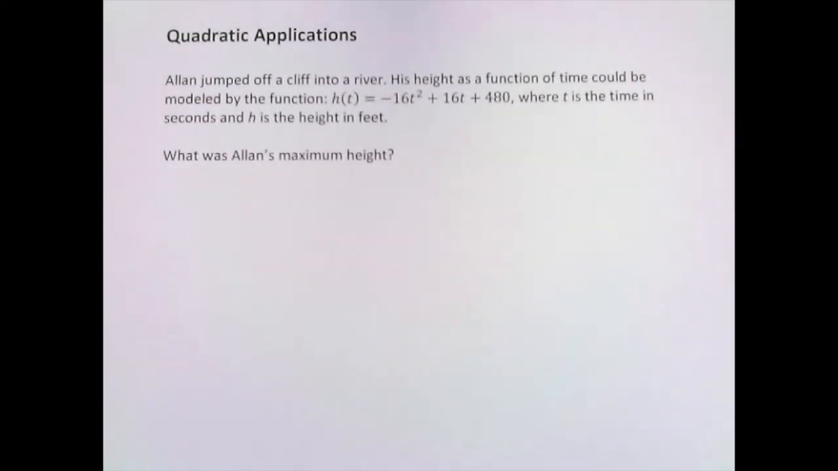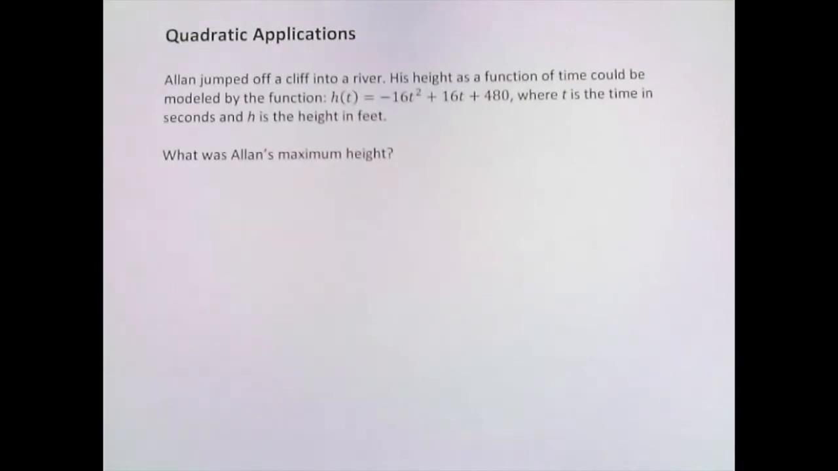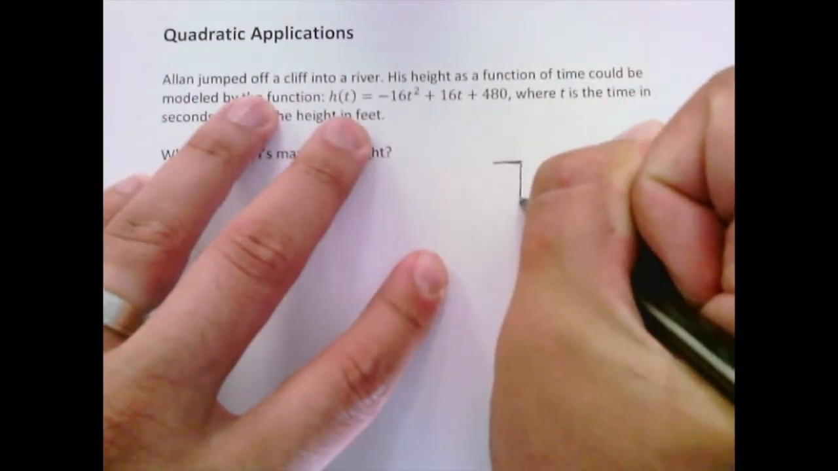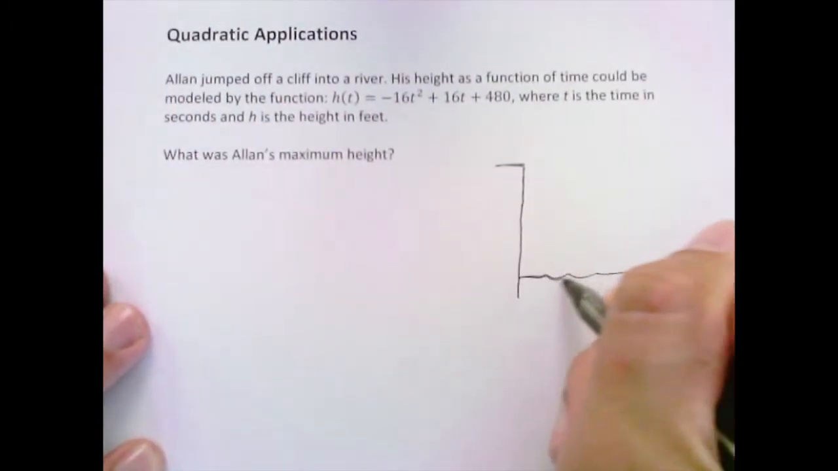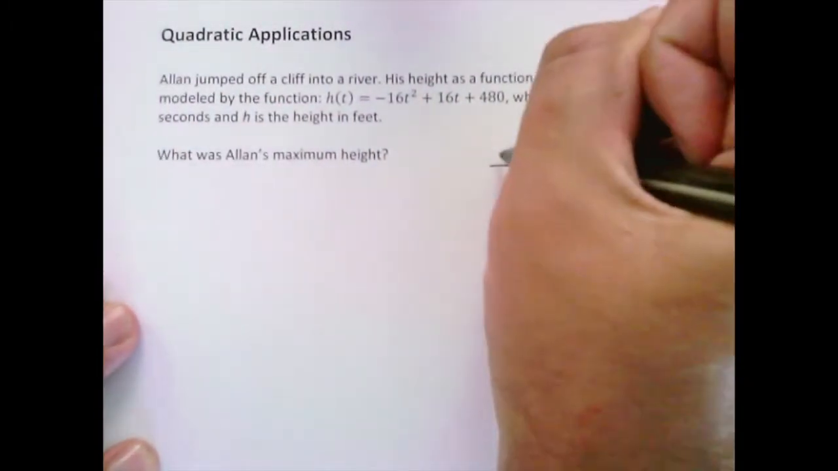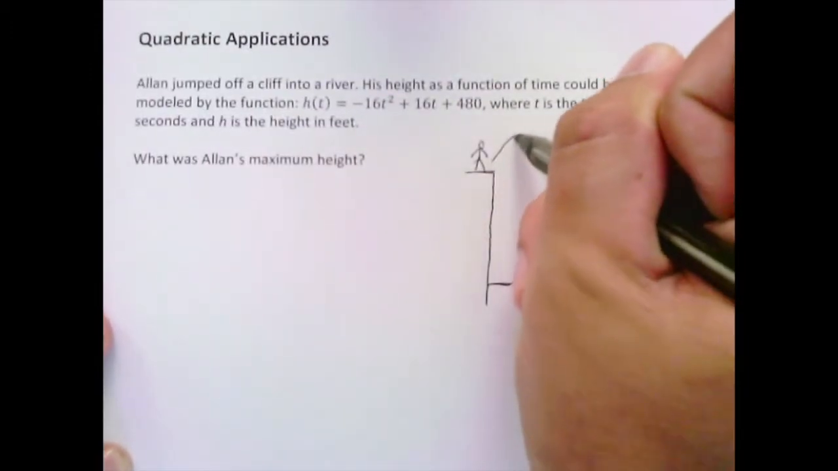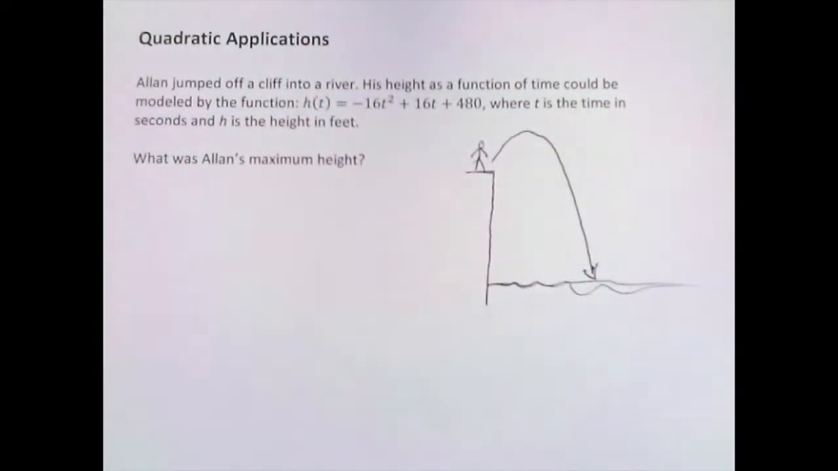Now, I don't know about you, but it's hard to visualize what in the world is going on with an equation like this. But what we do know is Alan jumped off a cliff into a river. So I like to draw pictures to have a good idea of what's going on. So let's say that is a cliff and down here is our river. Alan was on the top of this cliff and, just like anyone else, when you jump, you're going to go up and then you're going to come down and fall into the river. So that's the path that Alan is traveling.